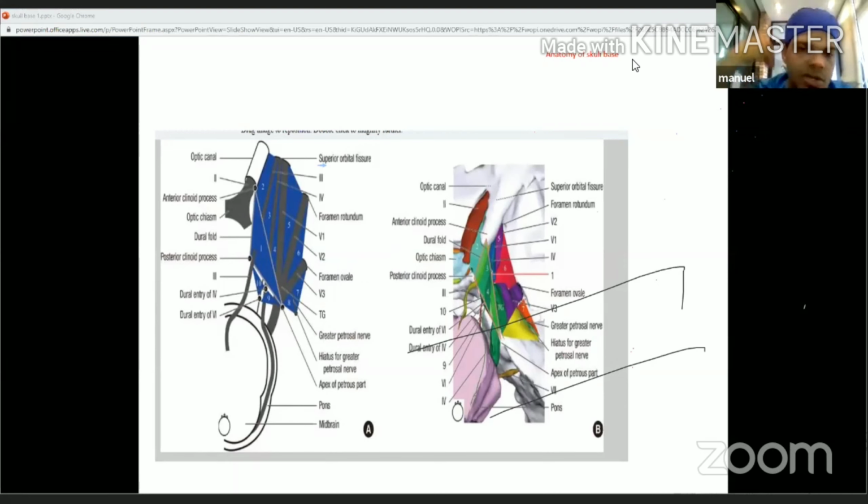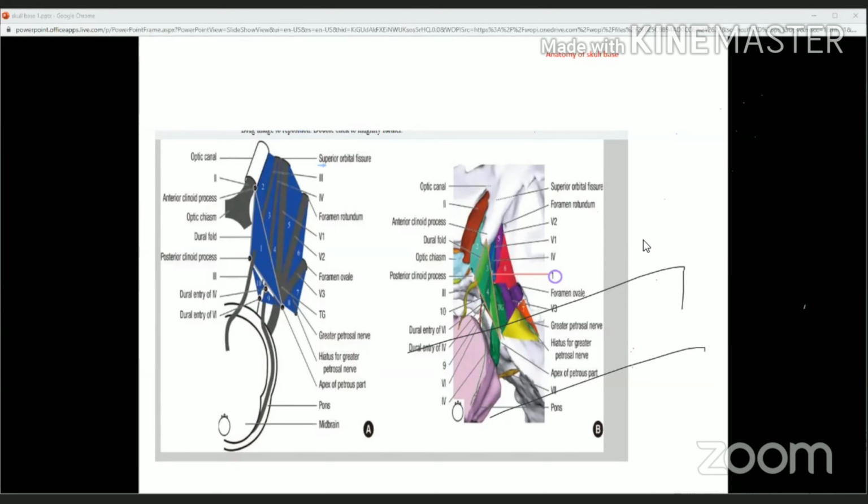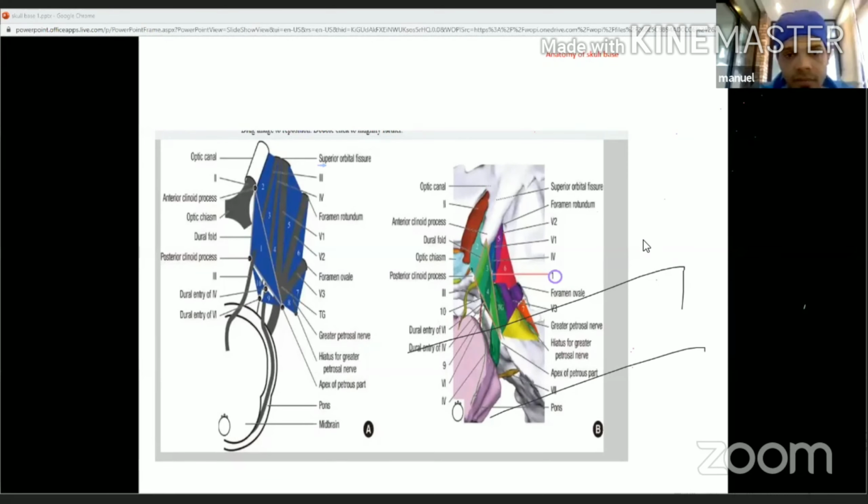Number two, you see between the optic nerve and the oculomotor, what triangle is that? The clinoid triangle. Number three, supratrochlear triangle. Number four, Parkinson triangle. Number five is the Mullins triangle, the anteromedial, 6 anterolateral triangle.